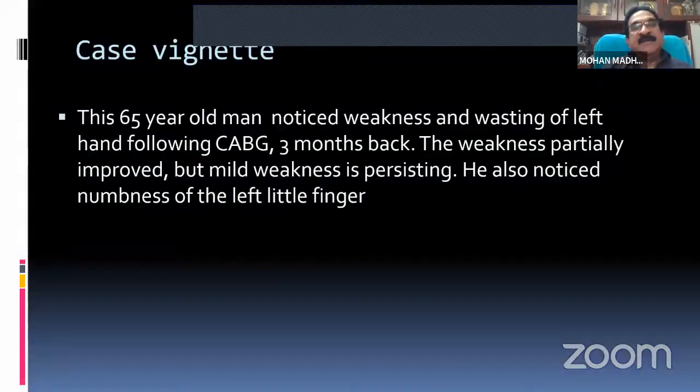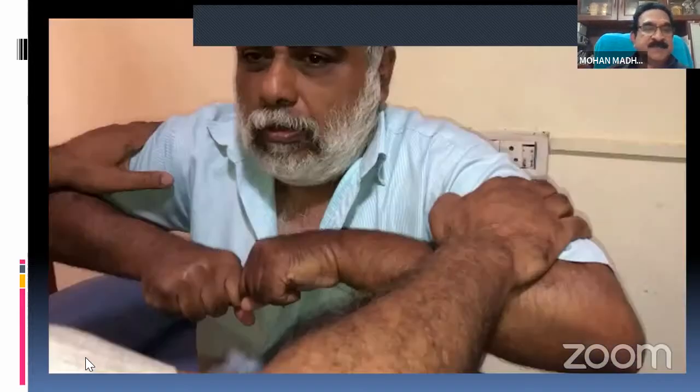Okay, I'll go to a case. I'll show the case. Why I'm showing this case, I'll tell you later, because it answers a question which was asked to me last week. A 65-year-old man noticed weakness and wasting in the left hand following CABG 3 months back. The weakness partially improved, but mild weakness is persisting. He also noticed numbness of his little finger. This is the video of the patient.